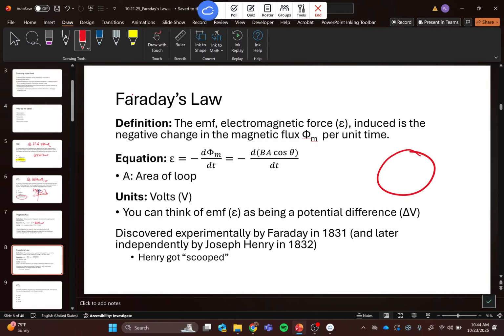This is just an aside. If you don't understand this, don't worry about it. Why do we call it EMF? Say I have a loop of wire, and I change the flux to make this EMF, this electromotive force. That is going to make a current flow in the wire.